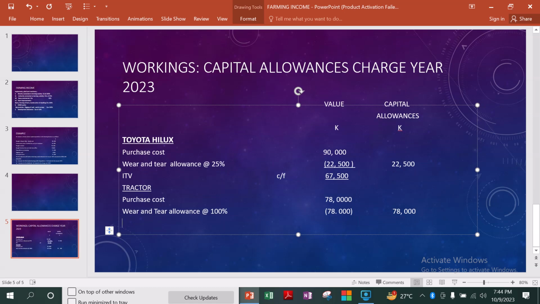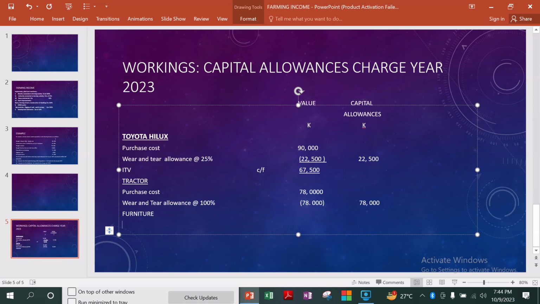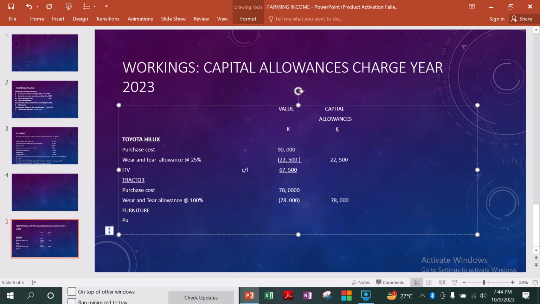The next one is in form of furniture, bought furniture. So we have furniture. And under furniture, we have just bought it, so purchase cost. And the value for furniture we got is 25,000.